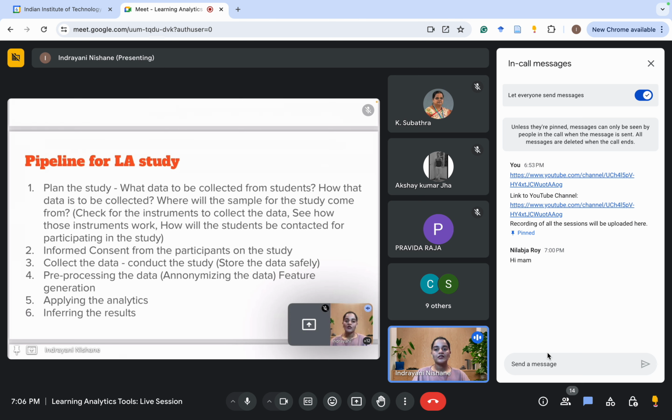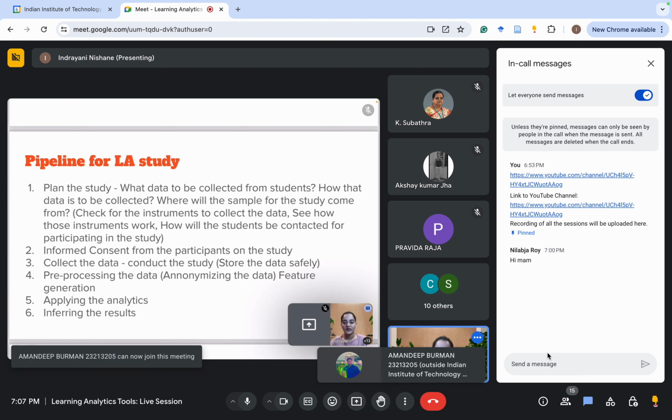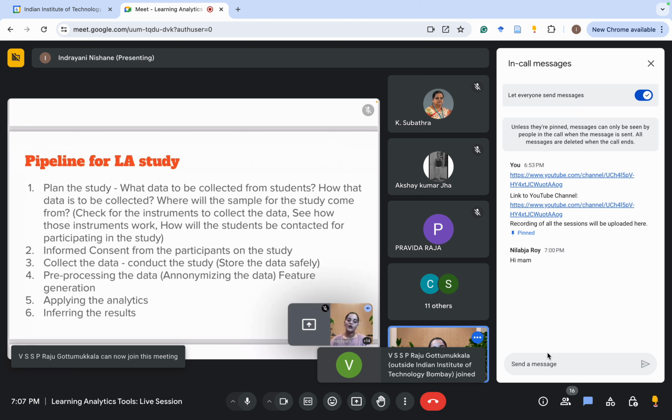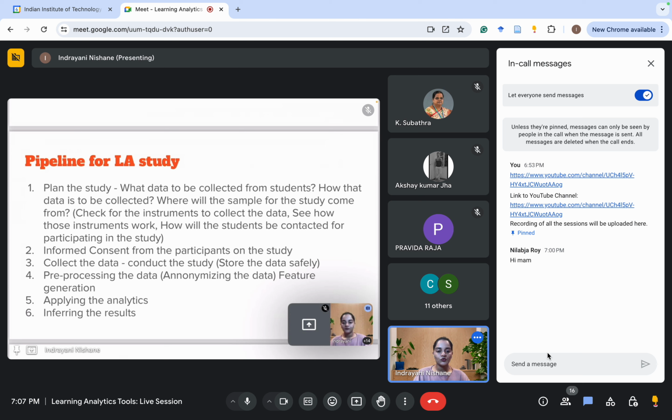Since we deal with the learning environment, it could be either a classroom study or where students interact with some computer based learning environment. So we have to plan our study accordingly, what kind of data you want from students. In last week we also discussed various sources for our data. It could be student survey data, their attendance data, their performance data, and so on.